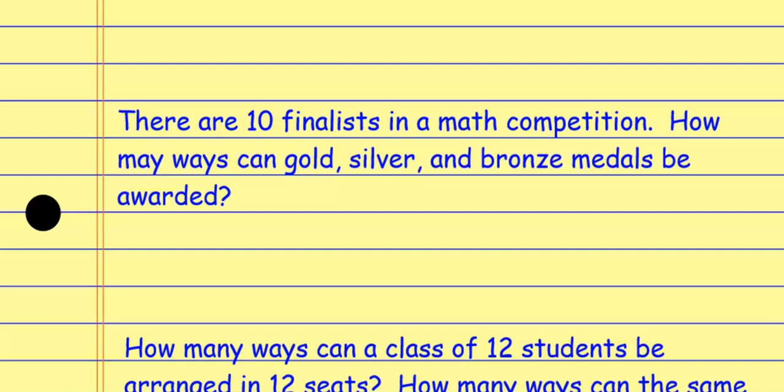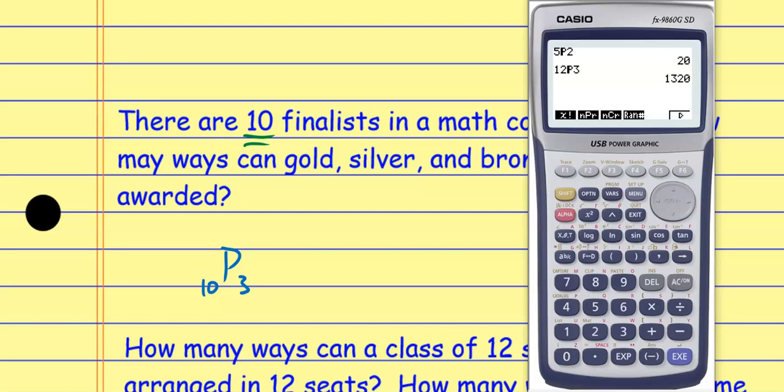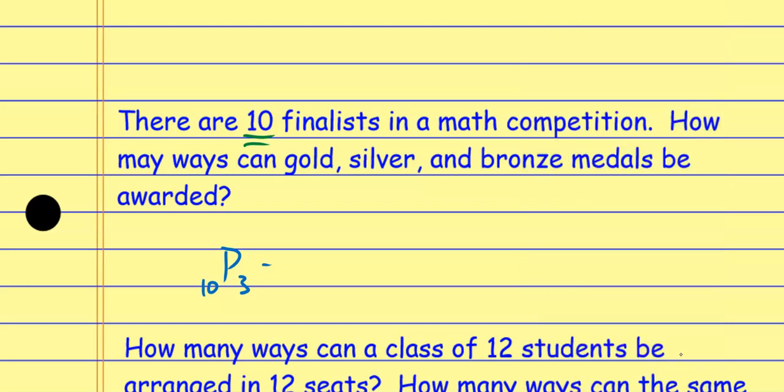And so when I look at this, I need the total number. There's a total of 10 finalists, right? So it's the permutation of 10. But then how many are being awarded here? How many are we choosing to award? Well, the answer to that is 3. Gold, silver, and bronze. First, second, and third place. Okay? And now I can punch it in my calculator. 10, permutation, 3. And there's 720 different ways that this could end up happening. Okay?